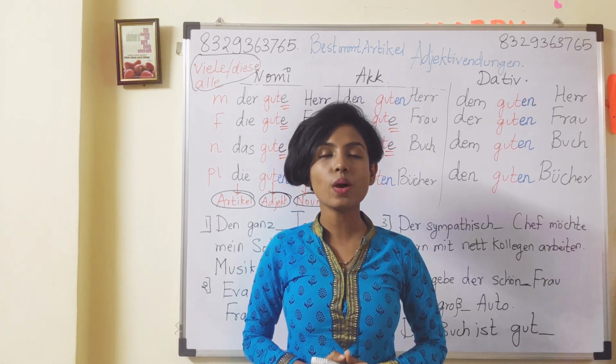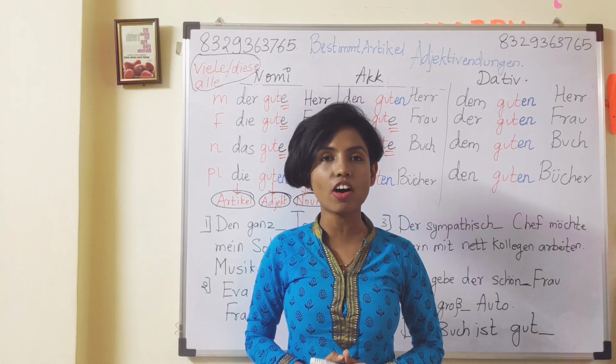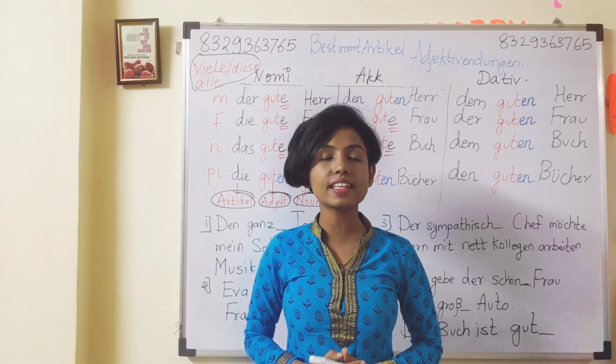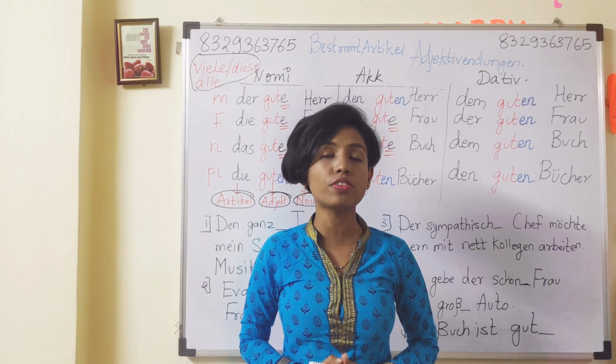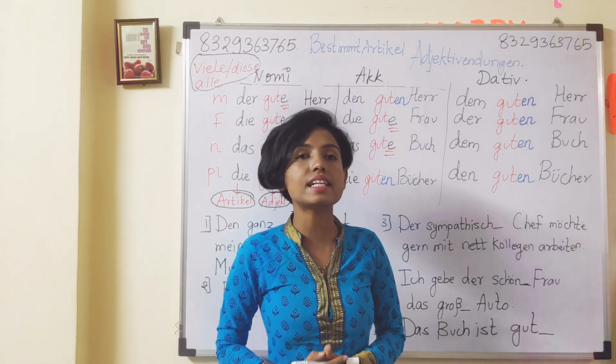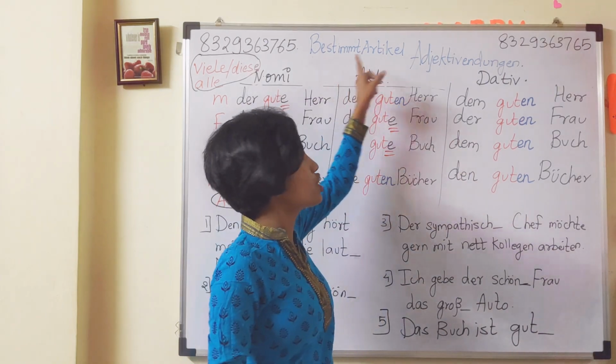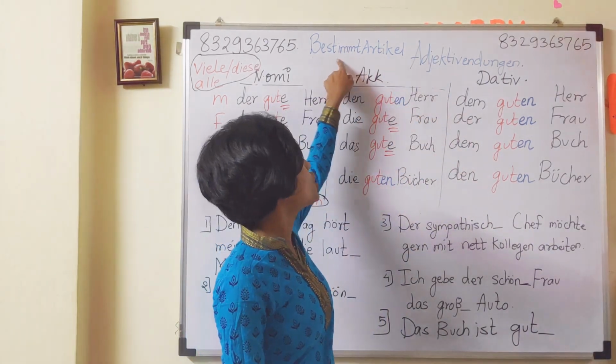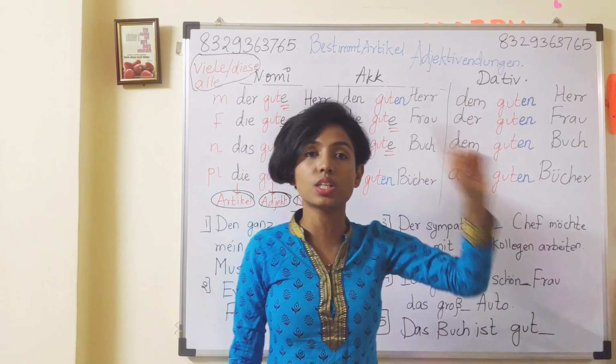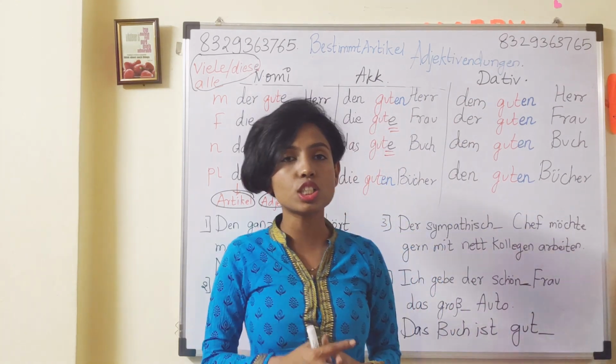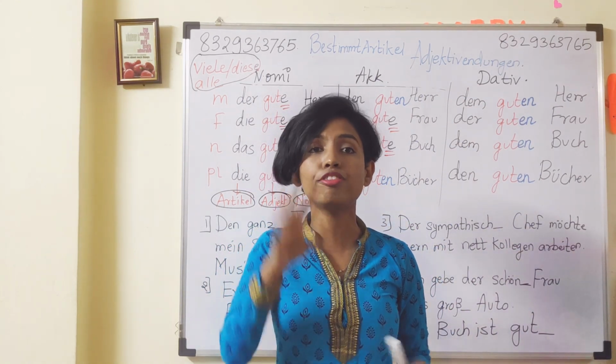Friends, so today we are with a new topic of German. That is the third topic of the grammar for 12th standard boards. The topic is Adjektivendungen, Bestimmte Artikel Adjektivendungen. This particular topic generally comes for 4 marks.